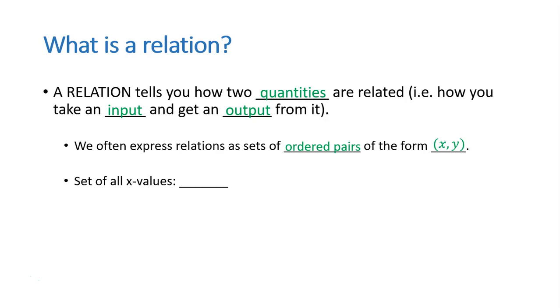So the set of all x values, otherwise known as inputs, is called the domain. And then the set of all y values, our outputs, constitute the range. So again, when we're talking about a relation, it's a big set of inputs, a big set of outputs, and then the combination that relates the inputs to the outputs. So that's what we define as a relation.